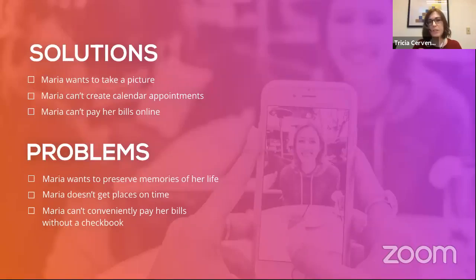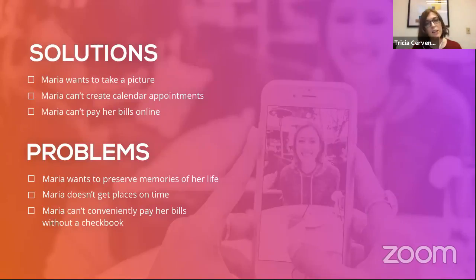So let's go through some examples. Some solutions might sound like, well, Maria wants to take a picture, or Maria can't create calendar appointments, or she can't pay her bills online. So what are the options that we have? If those were the problems presented to us, and that was all we went on, well then, okay, we would add a camera, or we might add an appointment creation feature, letting her create appointments, or we might add bill pay.